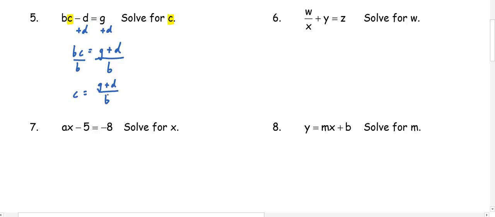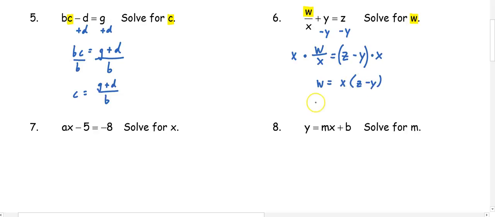Number six, solve for W. So we want W to stay in place and everything else to move. So first thing we need to do is subtract Y from both sides. We get W over X equals Z minus Y. And the next thing we want to do is multiply by X on both sides. Be careful when you multiply by X, this is a quantity that needs to stay together. So both things need to be multiplied by X. So we can write this one of two ways. We can just say X times Z minus Y, or we can distribute the X. So we get XZ minus XY.